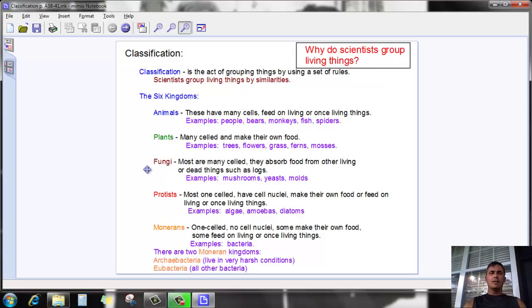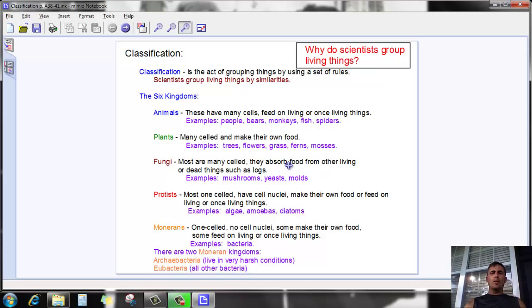What about fungi? Well, fungi also have a lot of cells, just like the two above. But instead of eating living or once living things or making their food, they actually absorb the nutrients from living things or once living things, maybe a dead log or something like that. As it rots, they'll absorb those nutrients. A good example would be a mushroom, a yeast, a mold, something like that.